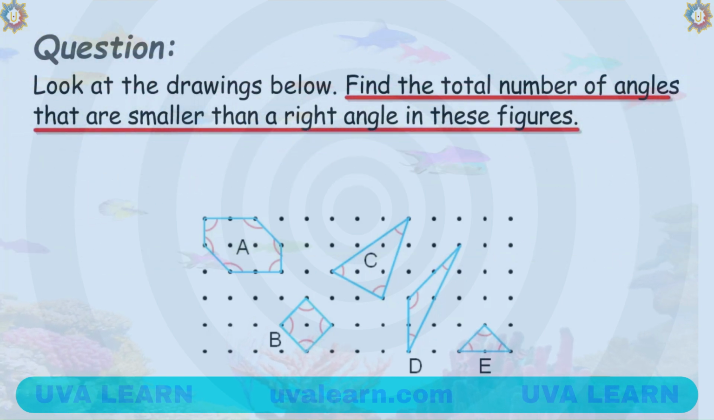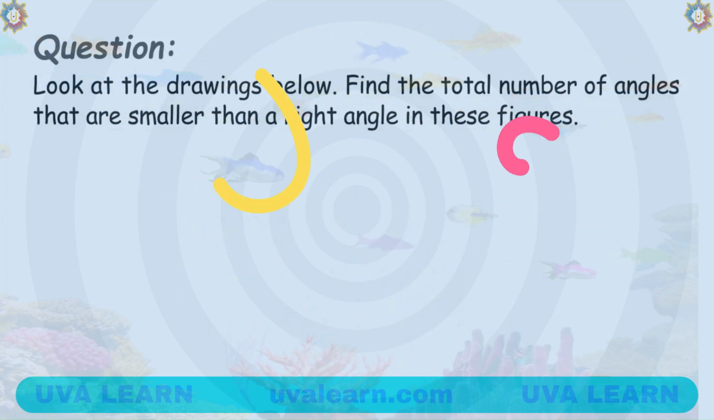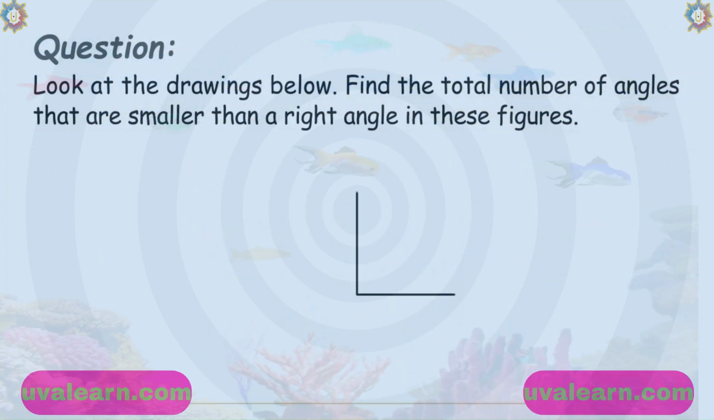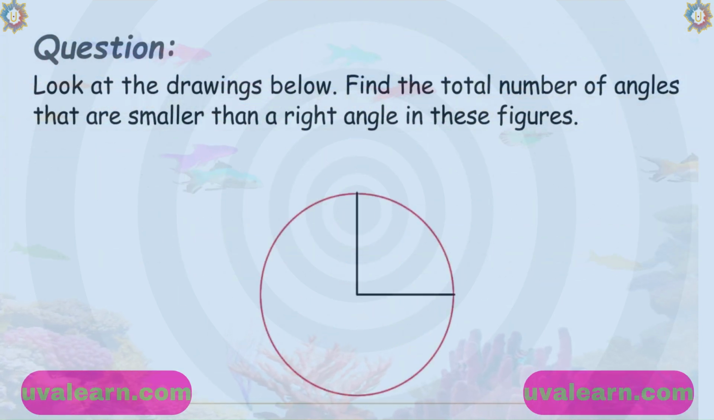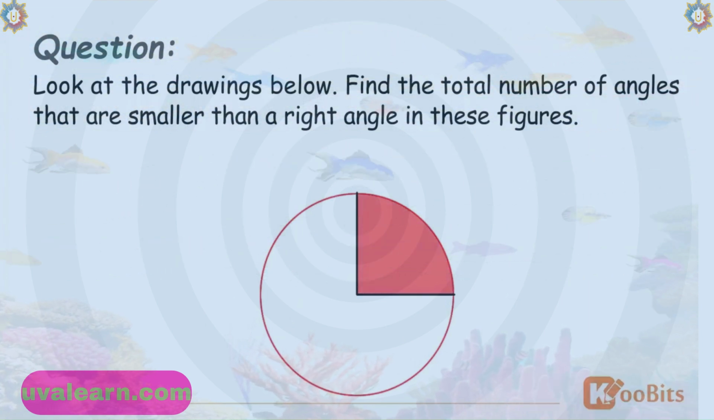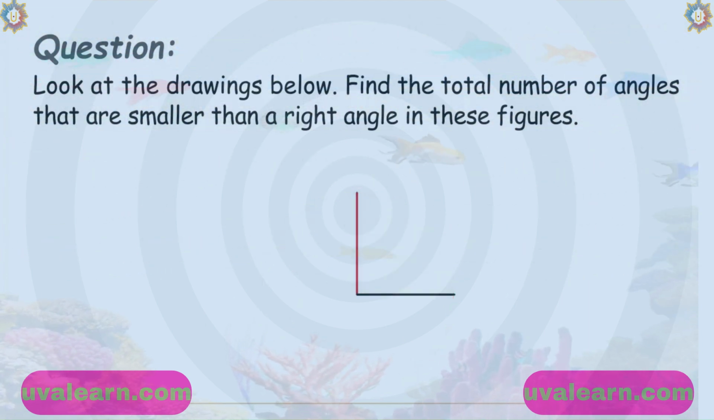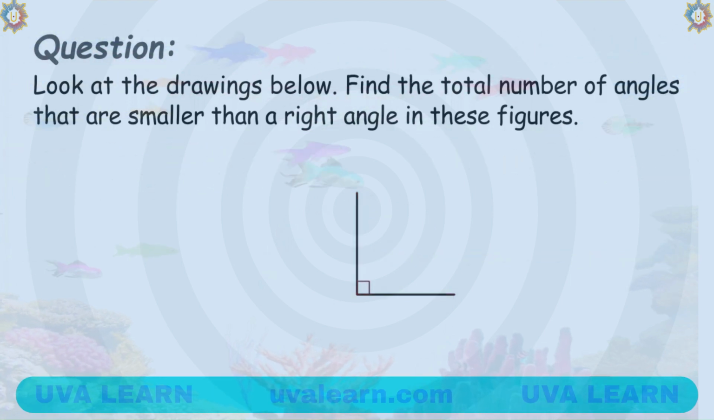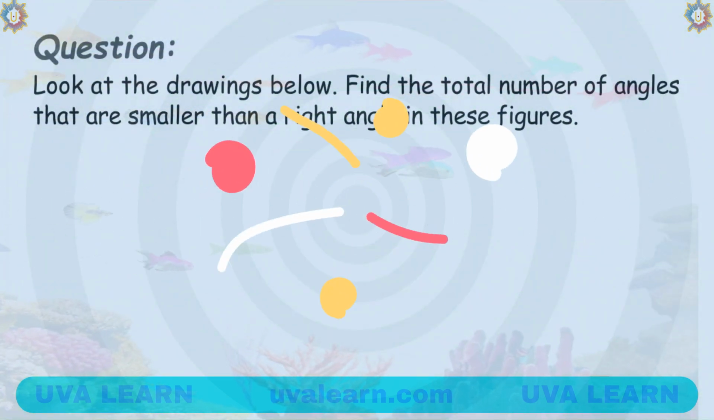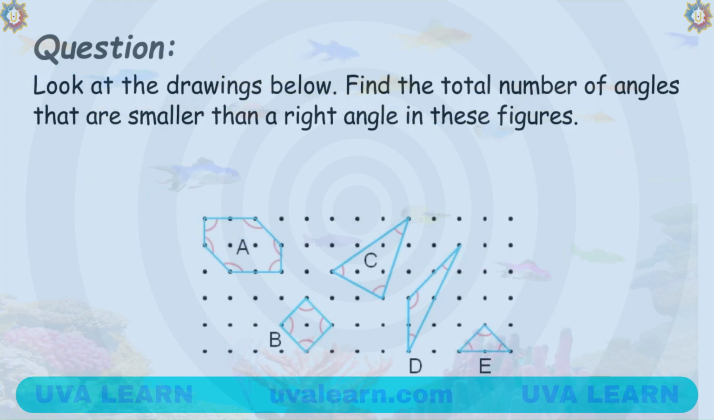Do you recall what a right angle is? This is a right angle. A right angle is made by a quarter turn. When two lines meet each other in a perpendicular way, they form right angles. Can you see that? An L shape formed by the two straight lines? Perfect. We are asked to identify all the angles in the figures that are smaller than a right angle. Do you know what an acute angle is?